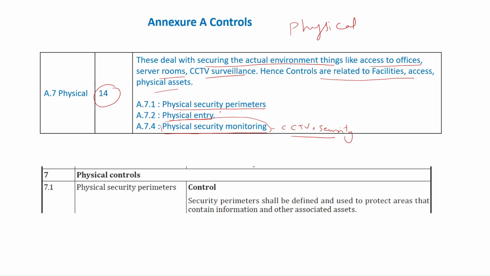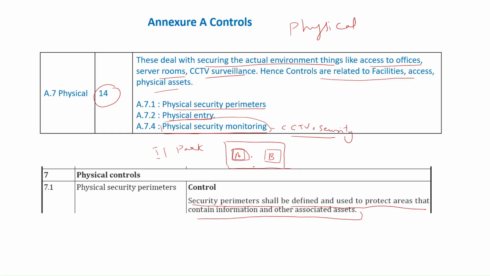Let's understand what physical security perimeter control is all about. Physical security perimeter shall be defined and used to protect the areas that contain information and other associated assets. If this is your office, say for example, in any big IT park, and this is your office. See, in this huge IT park, there will be multiple offices, right? Say, supposing this is your office A and this is your office B.